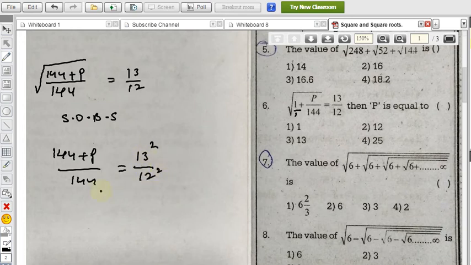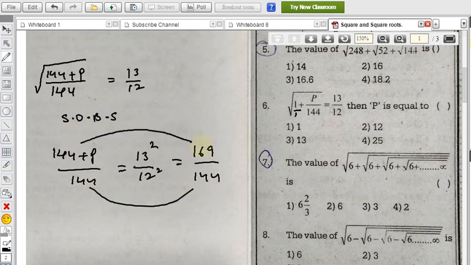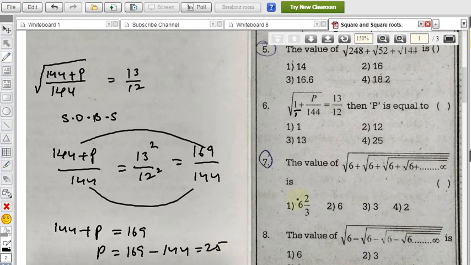13 13 is 169 by 144. So denominators are same, so obviously the numerator also must be equal. So 144 plus p is equal to 169, then p is equal to 169 minus 144. Can subtract this. 25. So p is equal to 25.